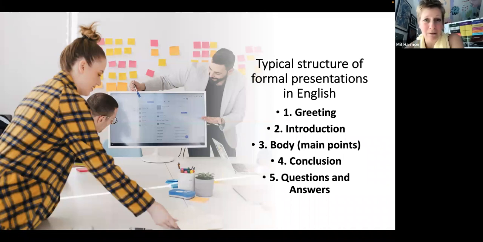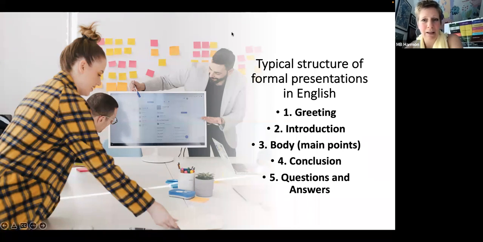So we often, or always, I would say always, start with some kind of greeting, okay? And then we move right into the introduction. From there, we're going to move into the body where we're talking about our main points, and then we go into some kind of conclusion. The difference from writing here is that we then have a question and answer session at the end.